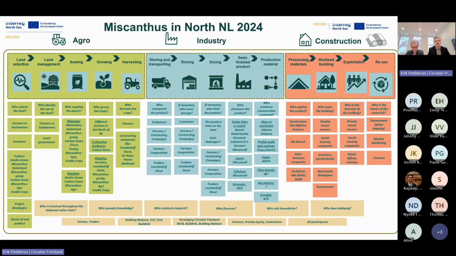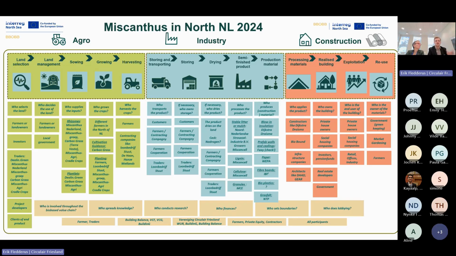this mapping. You see infrastructure companies that can really apply, for example, in asphalt, use it into the roads, architects, that gear, you see them on the screen. And then it goes to who owns the building that the material is applied in. That can be private house owners when you look at blow-in insulation, but when you look at other types of applications, looking at infra, for example, you need to think about real estate developers or governments that really own the grounds that these infrastructures are laid on.